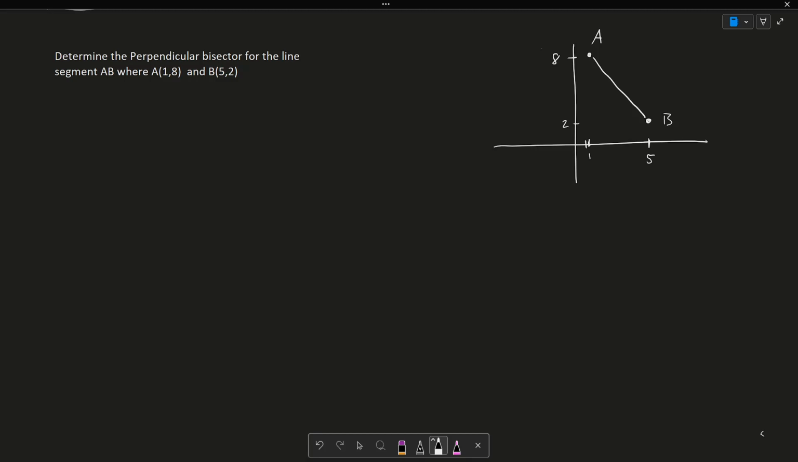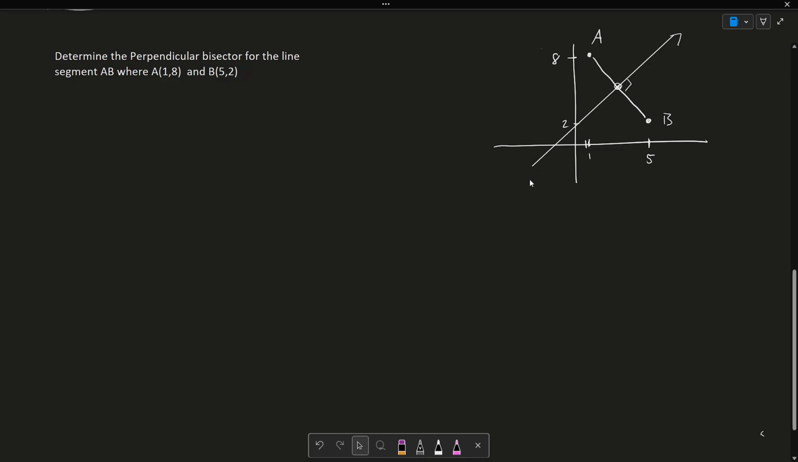Now, to make the perpendicular bisector, I need to first bisect this line by placing a midpoint on it. Then I'm going to make an entirely new line that goes through that midpoint. There we go. An entirely new line that is perpendicular, intersecting at a right angle to the line segment AB. And not only that, it's at the midpoint. This is known as a perpendicular bisector.